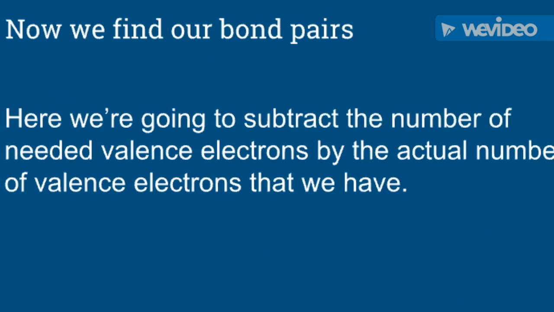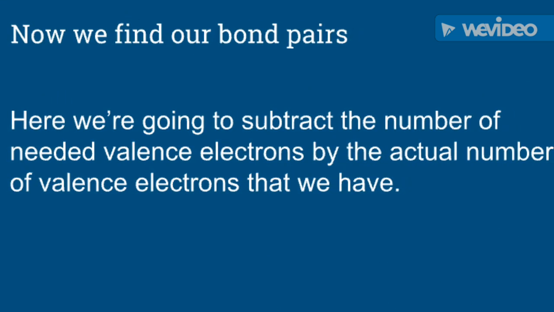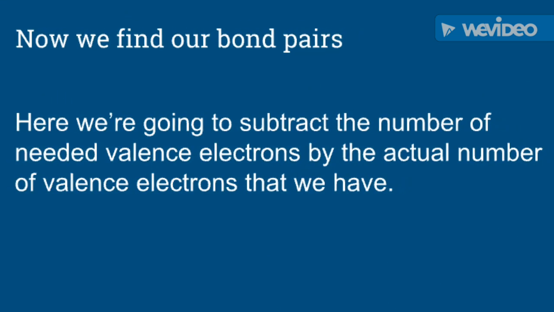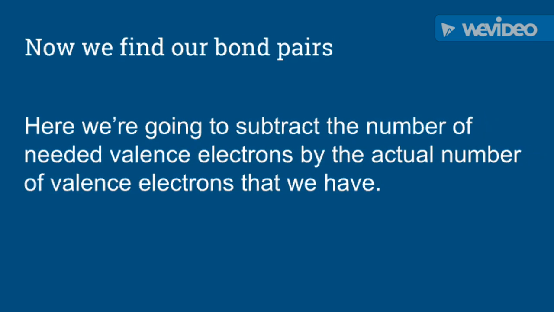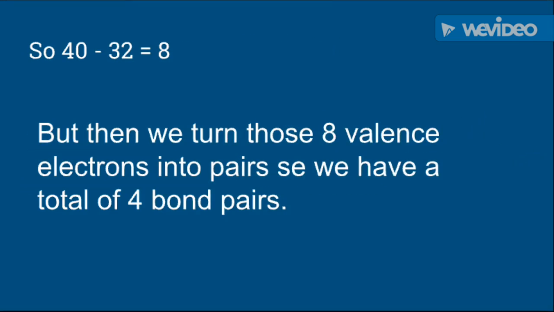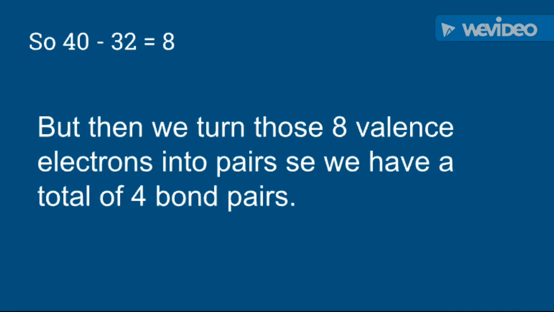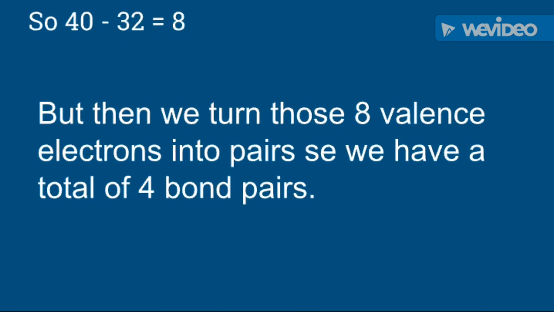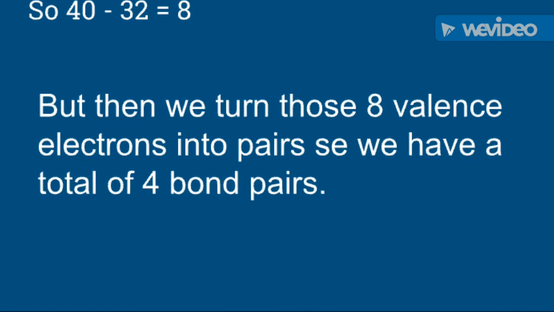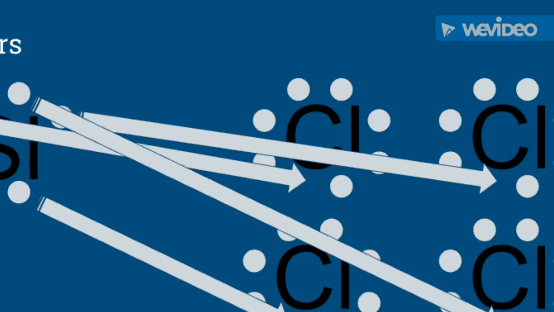Now we find our bond pairs. Here we're going to subtract the actual number of valence electrons that we have from the needed number of valence electrons. So 40 minus 32 gives us 8. But then we turn those 8 valence electrons into pairs, so we have a total of 4 bond pairs.